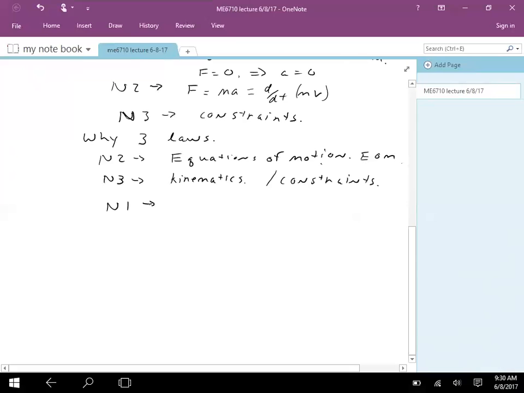What about N1? Well, N1 defines, and this is actually an important concept I want to mention, a reference system. And in particular, it defines what I'm going to call an inertial reference frame. Maybe we could call it an IRF, an inertial reference frame. Sometimes we could call this a Newtonian frame. These are different names we could give it. Typically, we call it an inertial frame. Sometimes you might call it a ground frame. Okay?